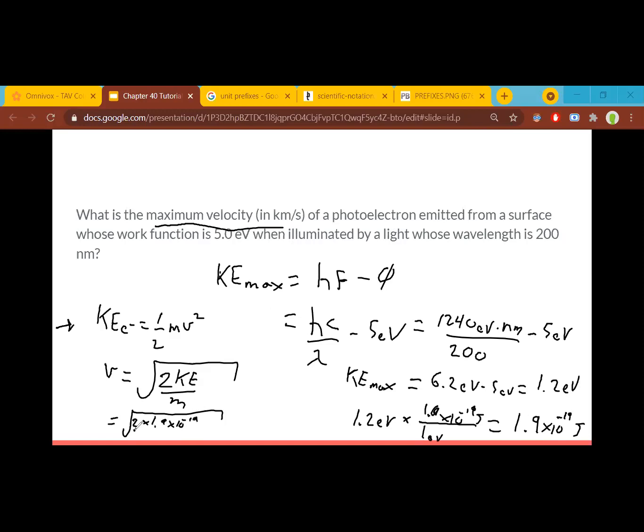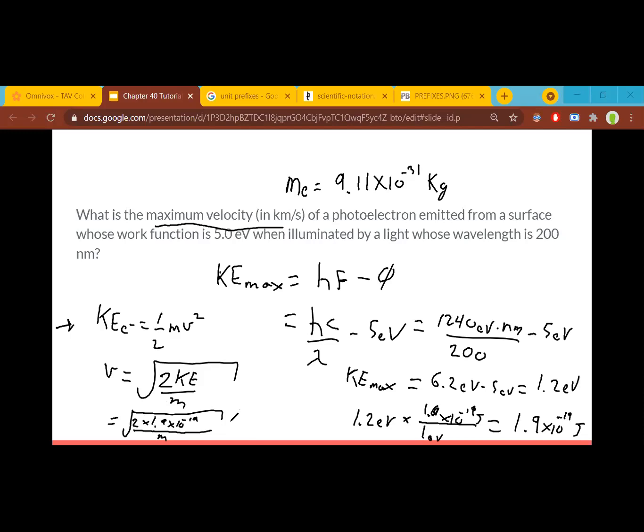And then you have to divide by the mass of an electron. This is a number worth memorizing. I don't expect you to memorize it, but you should know that the mass of an electron is tiny. It's 9.11 times 10 to the negative 31 kilograms. So if you plug this all in and you take a square root, actually, you know what? I'm going to do it right now.